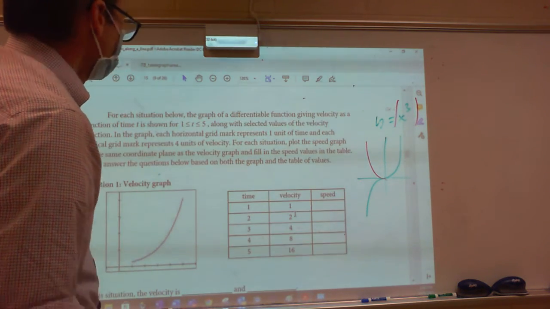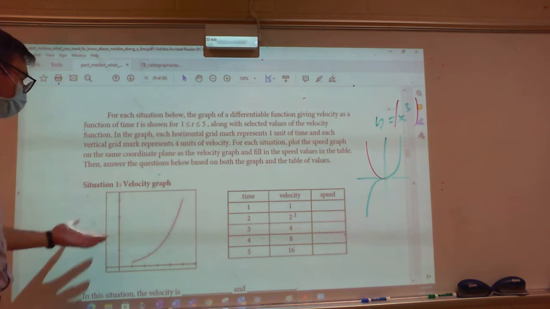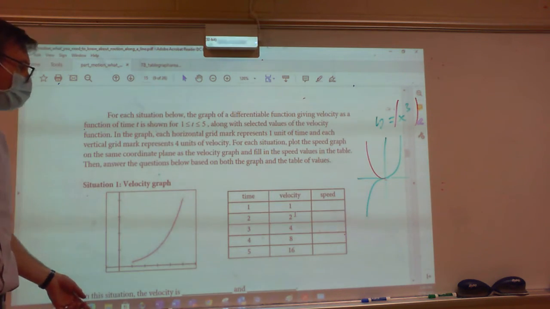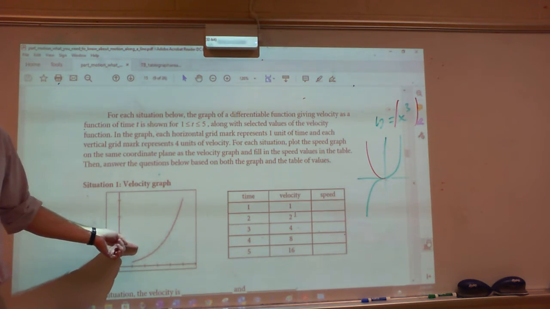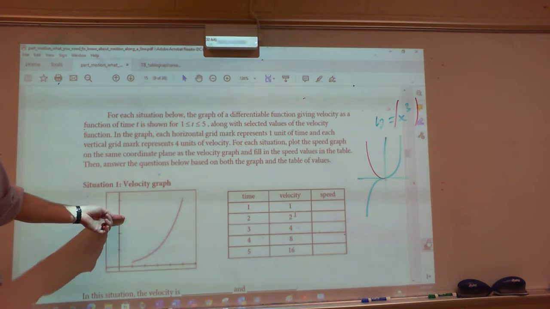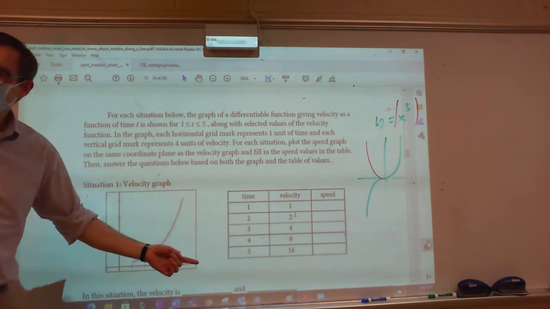Okay. Retrace and plot the speed graph. Well, okay, so this is kind of boring. This is your velocity graph. Is there going to be any change in my speed graph?